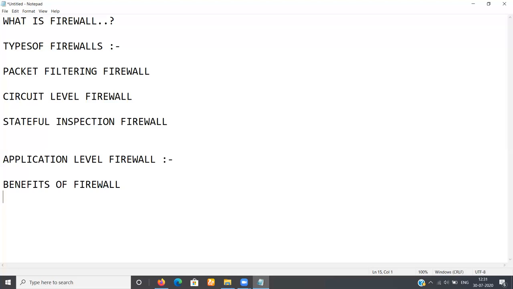As I told you about legitimate and illegitimate users, anything coming inside the system is inbound and anything going outside the system is outbound. So inbound and outbound procedures are checked by the firewall, as in the example of the security guard in a bank. These are the benefits of firewalls, and I have discussed what a firewall is and the types of firewalls.